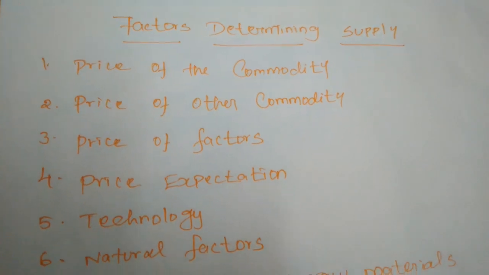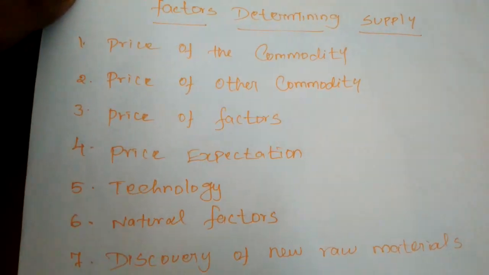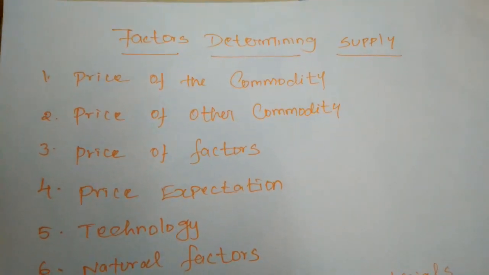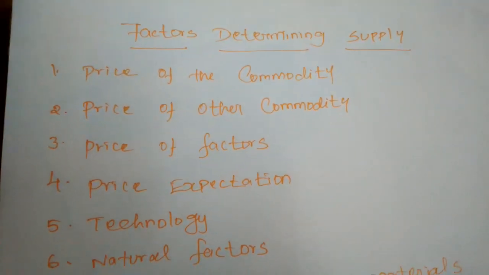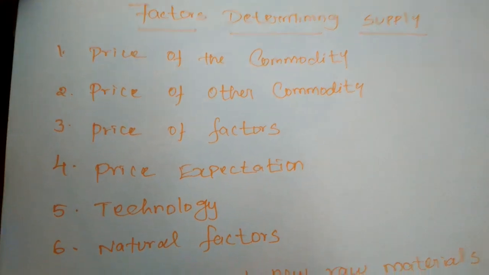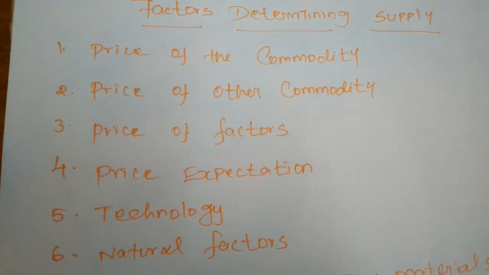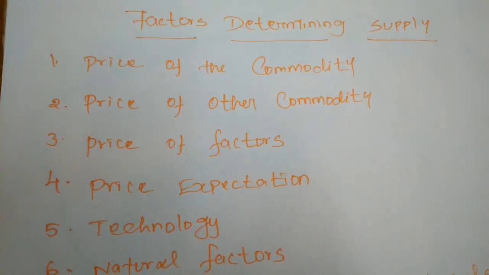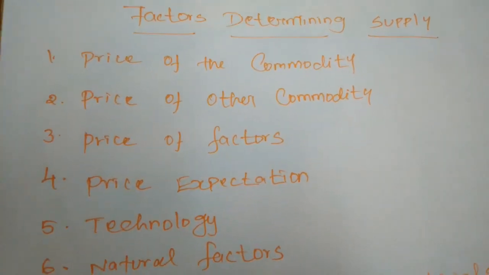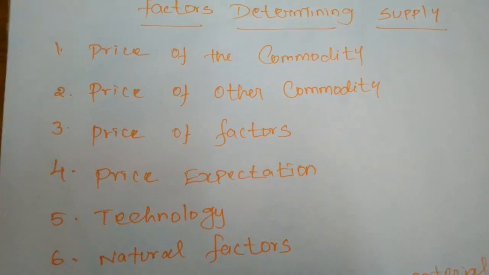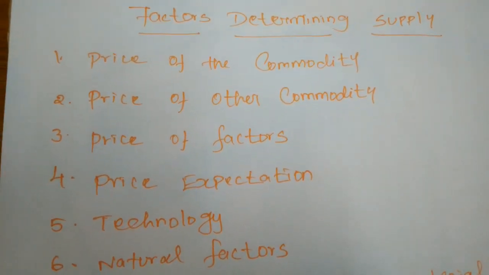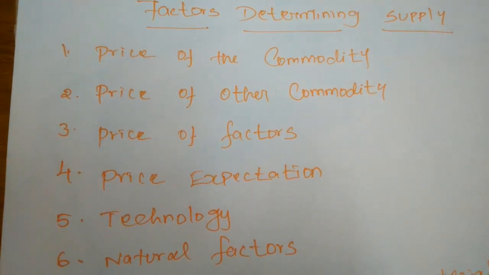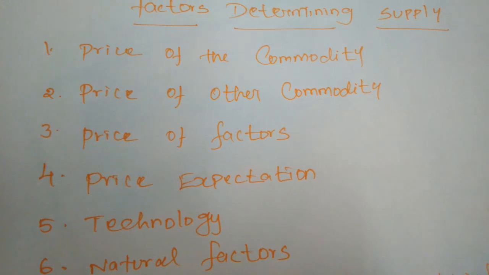Okay students, today we will study the factors determining supply. What are the factors determining the supply of a commodity? First, the price of the commodity. The price of the commodity is the most important factor changing the supply of a commodity. The higher the price, the larger the supply. Price is the incentive for producers and sellers to supply more.